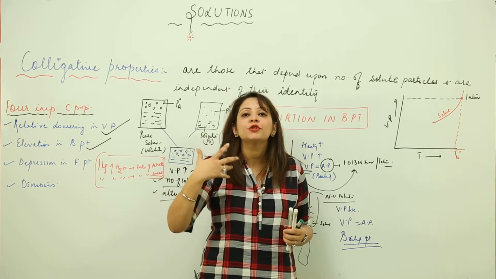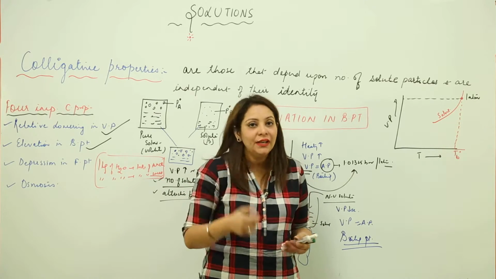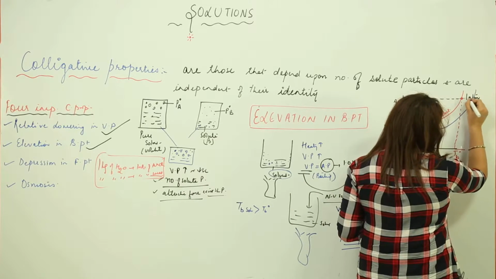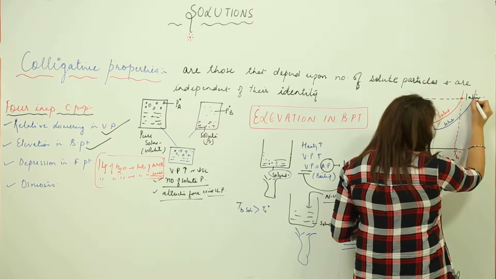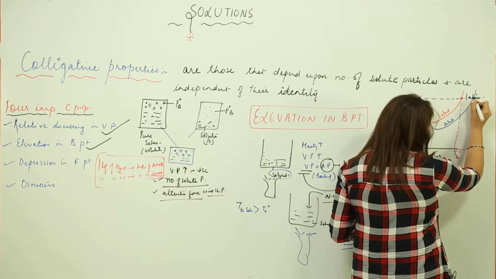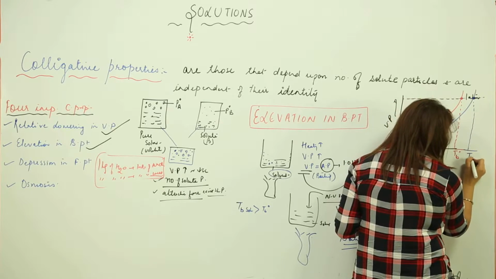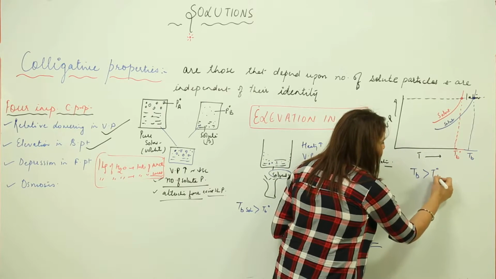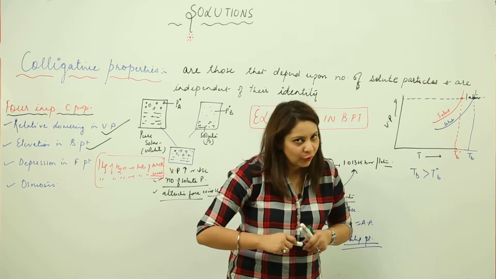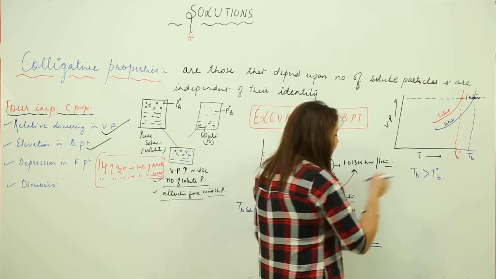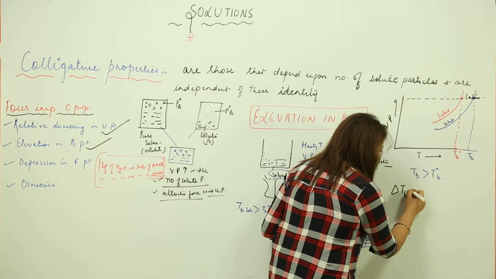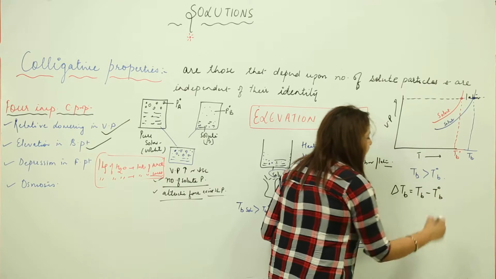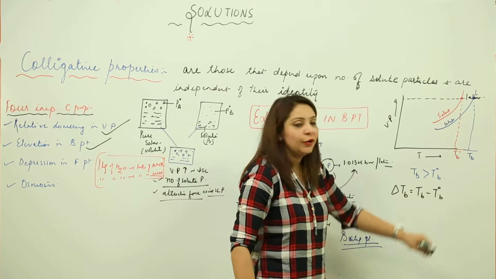But when we see the solutions, I told you that vapor pressure is comparatively less. So it will show a graph something like this, because they possess less vapor pressure. Their vapor pressure will become equal to atmospheric pressure at this temperature. Let us call this Tb. As you can see, Tb is greater than T naught b. This indicates the elevation in boiling point. How much elevation? We can calculate that by the expression: elevation in boiling point is the higher boiling point minus the lower one, that is, the boiling point of the solution minus the boiling point of the pure solvent.